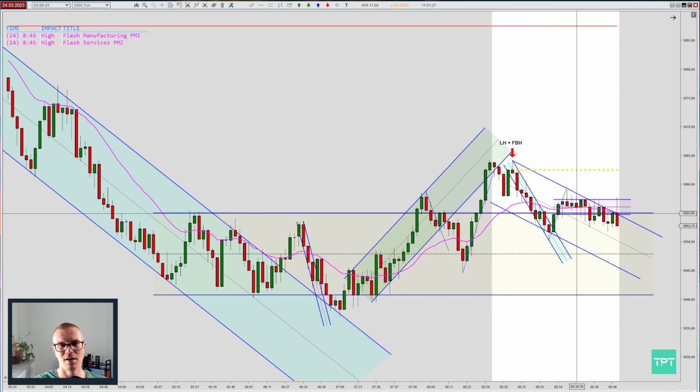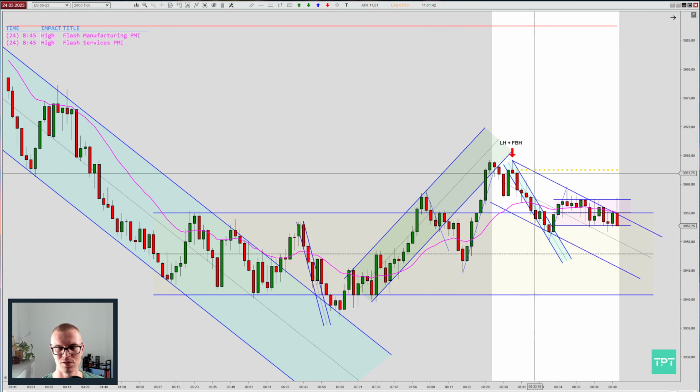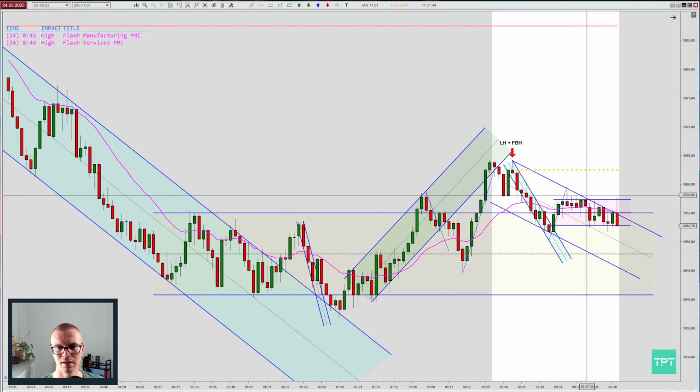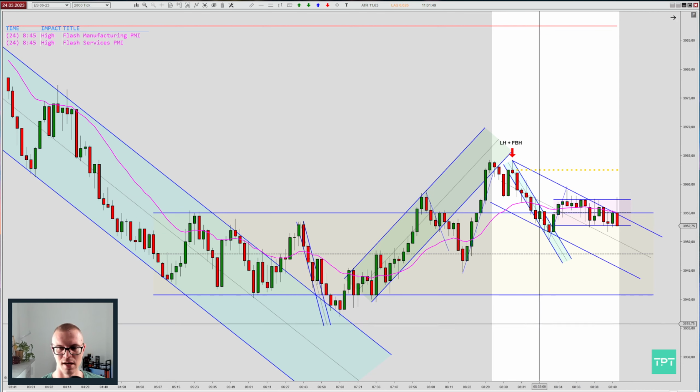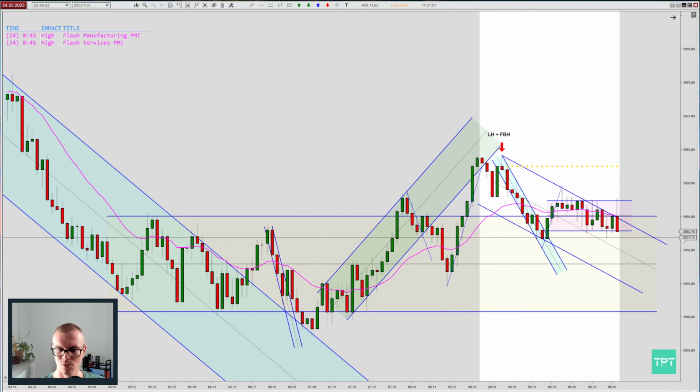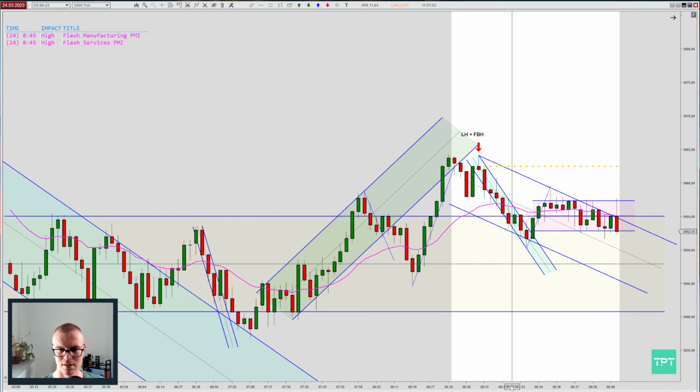So this is a hard question now. If you consider this setup here to take a short, usually this is congestion. What I said before, you can see there's some strong support, but we cannot ignore the fact that a down structure is working lower here. Prices are respecting the channel line here.